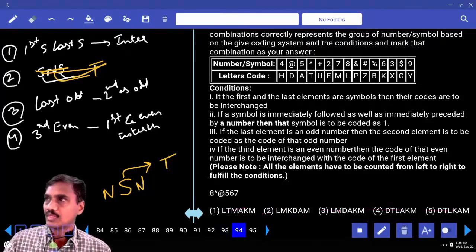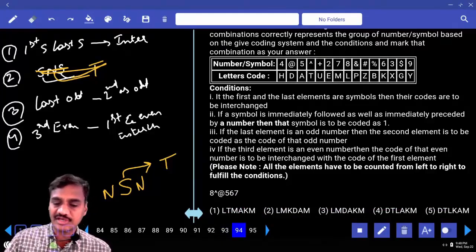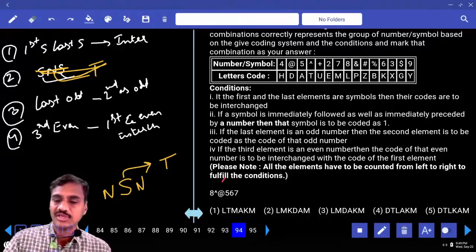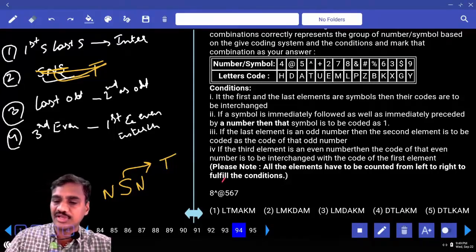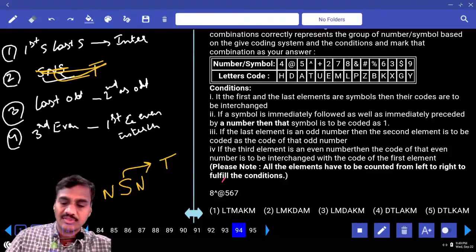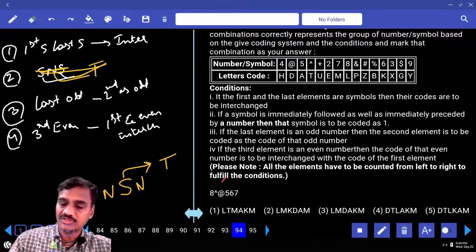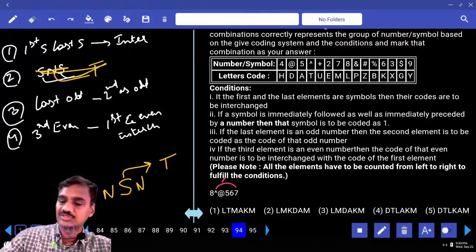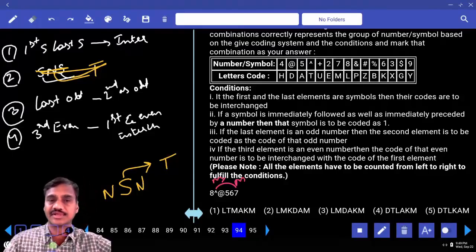Then 94. Now in this 94, the first one is ruled out and the second symbol is again ruled out. The last one is odd and it falls according to condition number 3. According to that condition, if the last element is an odd digit, then the second element is to be coded as the code of that odd number. That means the second and the last digit must have the same code. What is the last one here? 7. What is the code for 7? M. The second and the last element must be M and M.